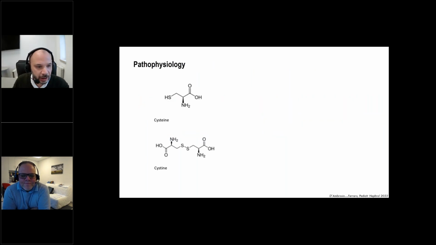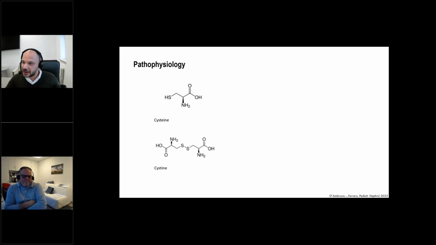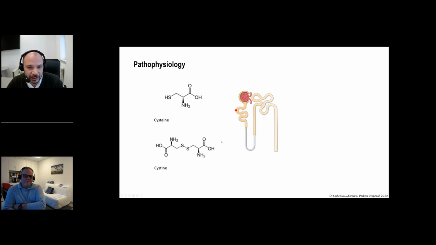So now that we got to know the audience better, let's start with reviewing the pathophysiology of this disease. As the name implies, the culprit of cystinuria is cystine. Cystine is a homodimer composed of two molecules of cysteine bound together by a disulfide bridge. Normally, cysteine, together with the other dibasic amino acids, is almost completely reabsorbed at the proximal tubule.